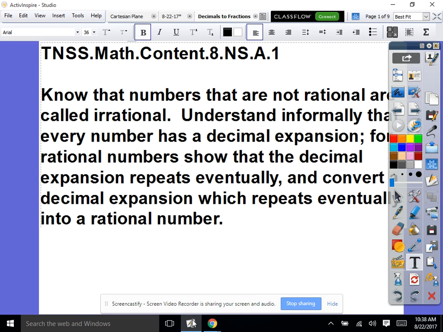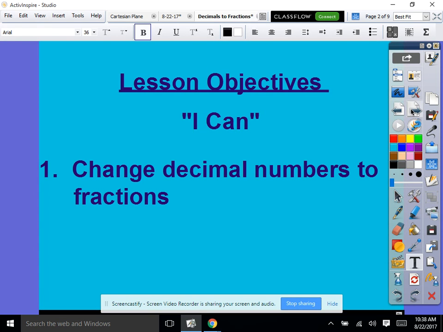All right, our Tennessee state standard is to know that numbers that are not rational are called irrational. Understand informally that every number has a decimal expansion. For rational numbers, show that the decimal expansion repeats eventually, and convert a decimal expansion which repeats eventually into a rational number. Your lesson objective: I can, or I am learning to, change decimal numbers to fractions. So take a minute, stop, and write that down.